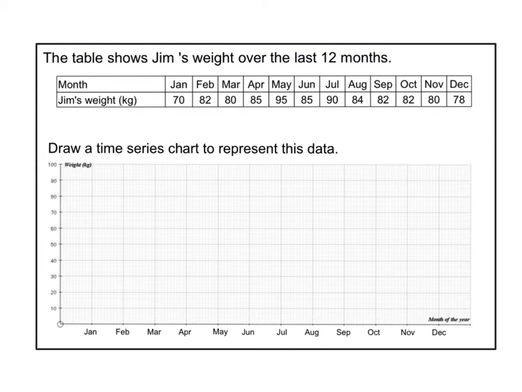So we're going to draw a basic time series chart here, comparing Jim's weight over the course of the year. So you just plot it like you would any normal scatter graph. So January is 70.